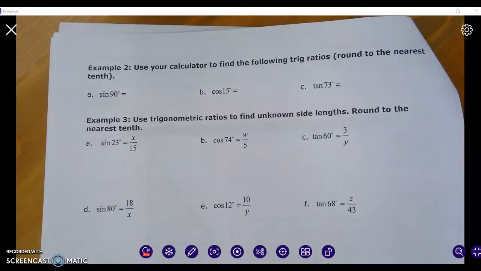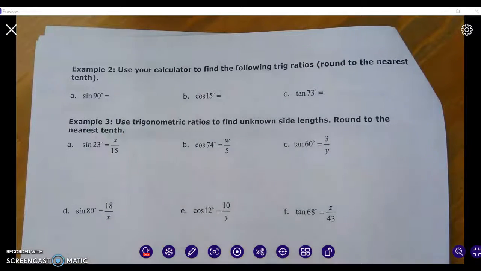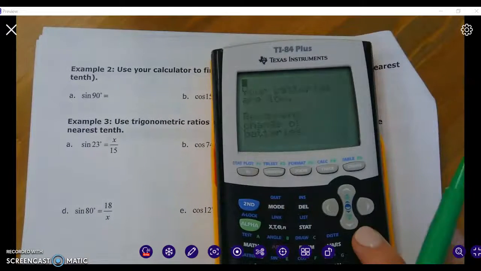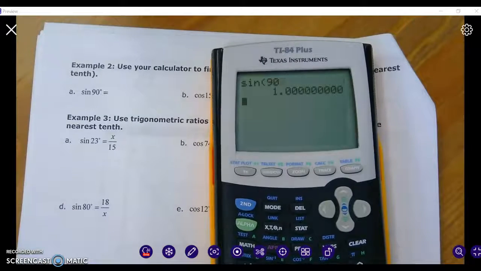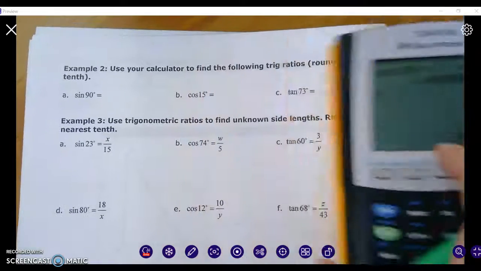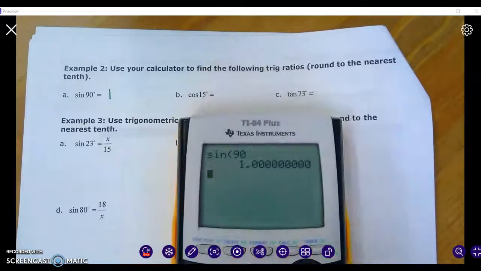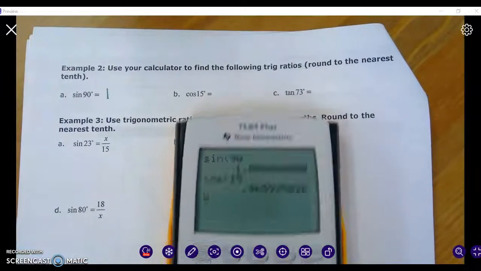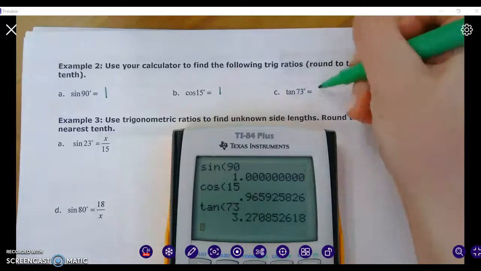Alright, this is page 10 of section 8.1, day 1. In this section, we're going to use our calculators to find the following trig ratios. All you have to do is plug in the given trig function with the number and hit enter, and it will give you your answer. So the sine of 90 equals 1, and the cosine of 15, rounded to the nearest tenth, is also going to be 1. And tan of 73 is going to be 3.3.